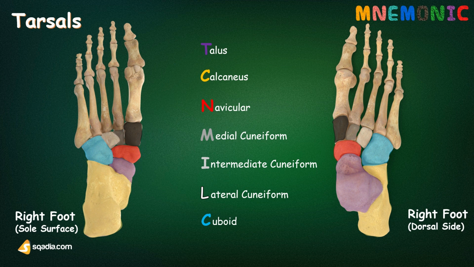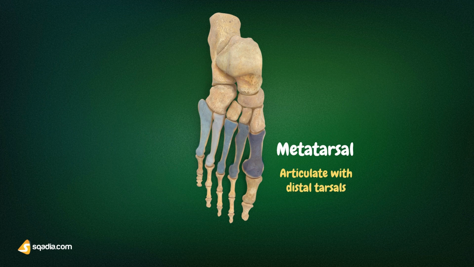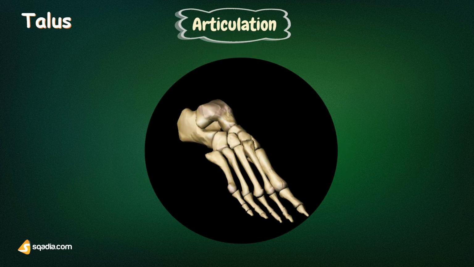Moving on, let's look at the metatarsal bones. These 5 bones are the metatarsal bones. The bones of the distal row articulate with the metatarsals. Since the navicular bone does not articulate with the metatarsal, that's why it is not included in the distal row. Now let's go through the joints and articulation of these bones individually.